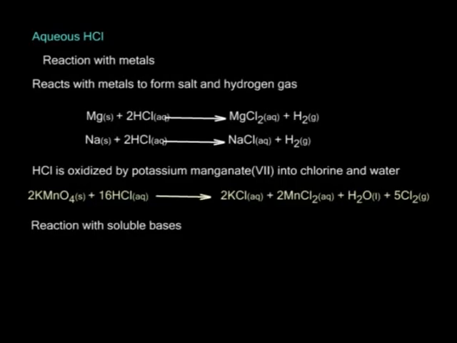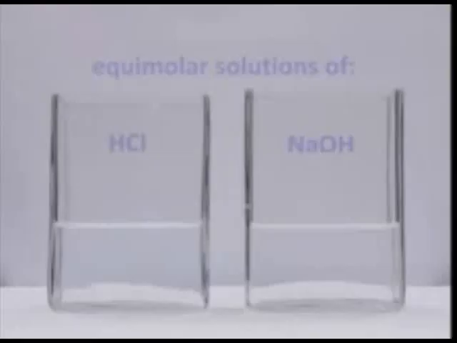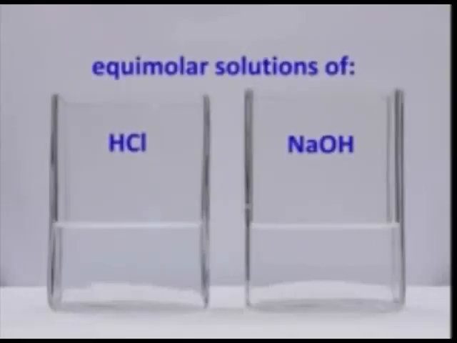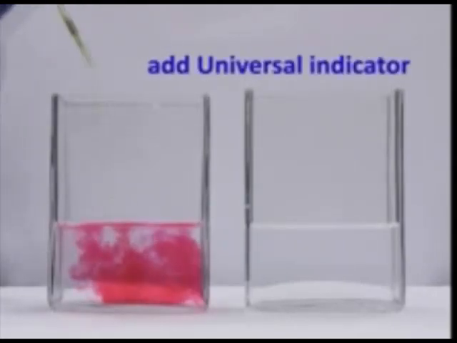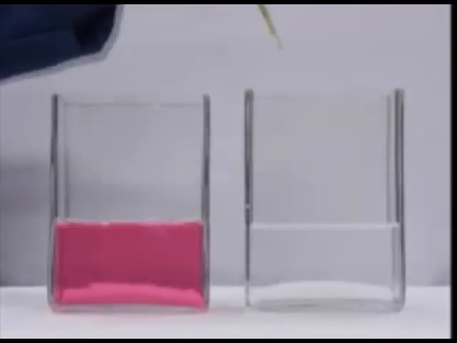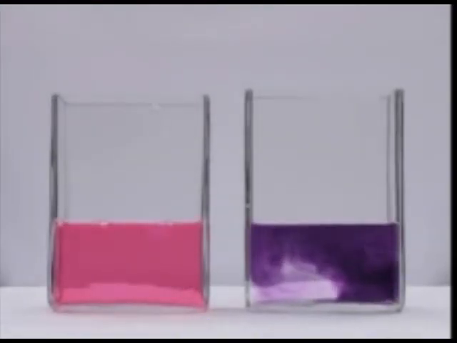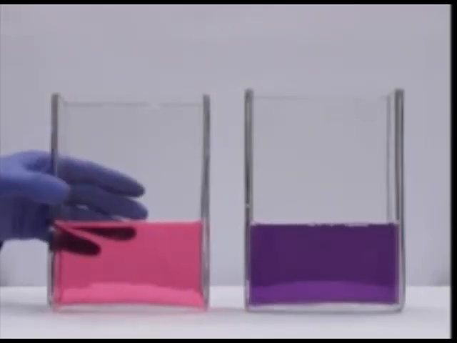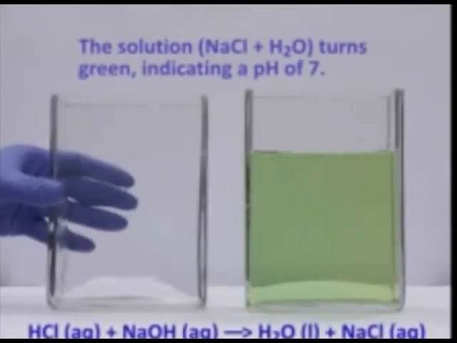Reactions with soluble bases. Hydrochloric acid reacts with soluble bases in a neutralization reaction to form a neutral salt and water. Here we have equimolar solutions of sodium hydroxide and HCl. We add a universal indicator to the acid and it turns red. We add it to the base and it turns purple-blue. If we mix the solutions, a neutralization reaction occurs and the indicator turns green, indicating a neutral pH.